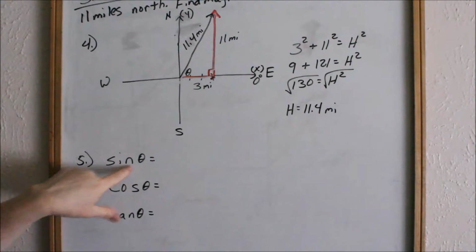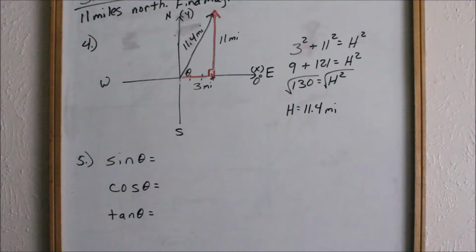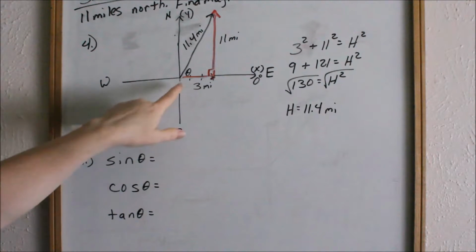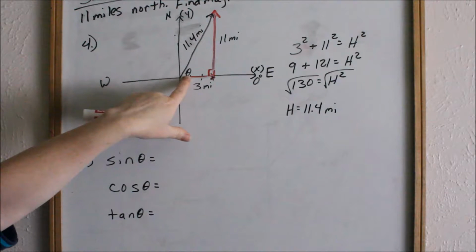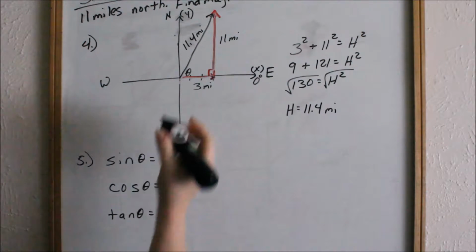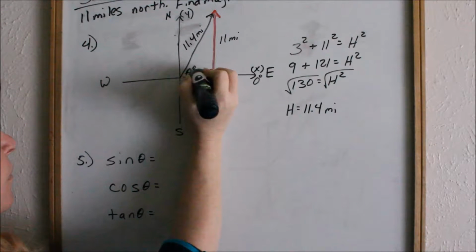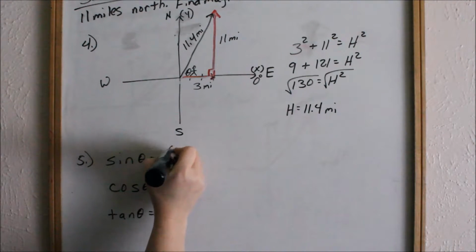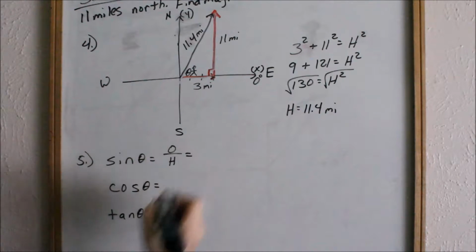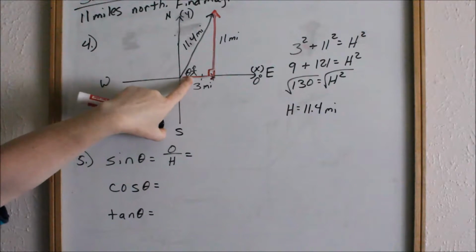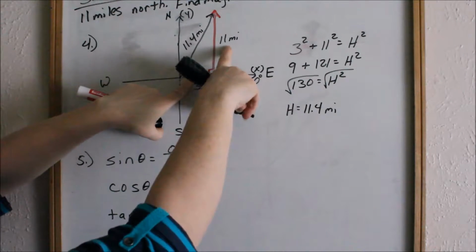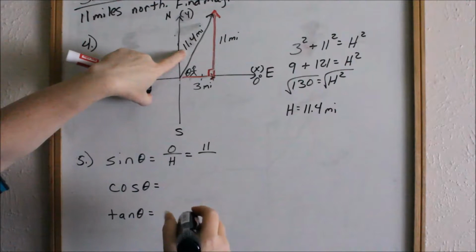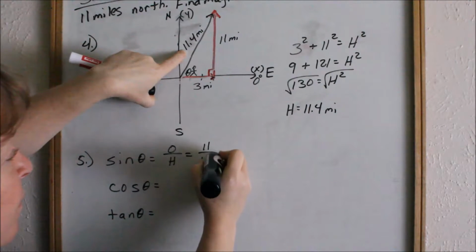Number 5 says, using this same triangle, they want you to find the sine, cosine, and tangent of theta. So it's as if we were standing at theta. If you want to draw your little man, you're standing at theta. Sine theta is opposite over hypotenuse. If I'm that little man, what's the side opposite of me? That would be the 11 miles. So that would be 11. Hypotenuse is always the same, 11.4.